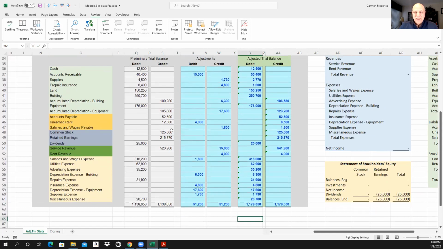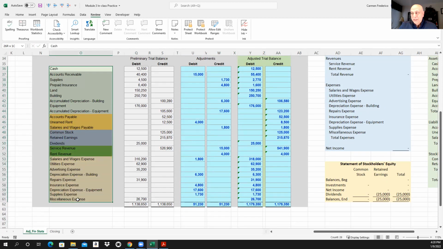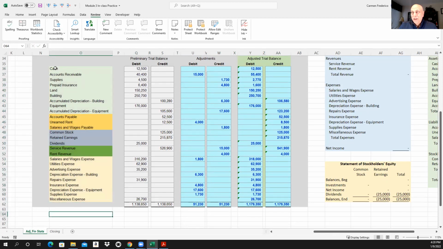I just want to call your attention to one thing before we go into the financial statements. I color coded all these accounts over here. There's a reason why I color coded them. All these accounts are assets. All these accounts in this color are liabilities. All these accounts are equity accounts. And the ones in green here are revenue accounts, and all these in tan, or whatever color that is, are expenses.